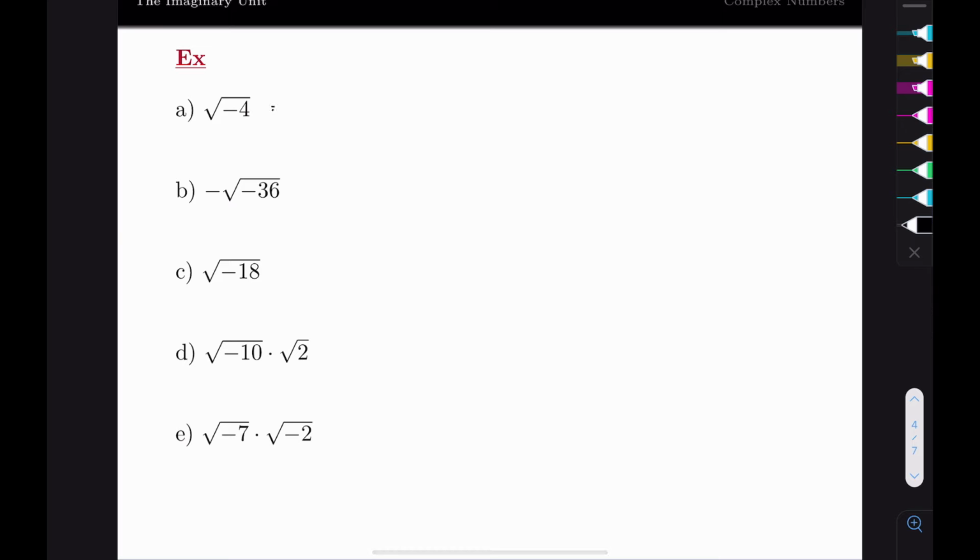For this first one, we're going to take it the long way, and then afterwards we'll go through a shortcut. So the square root of negative 4, I know that's definitely not real. We've been saying we can't take square roots of negative numbers. But I can write that as negative 1 times 4. Then using our properties of radicals, we can take the square root of each of these. The square root of negative 1 is exactly what we're defining to be the imaginary unit i, and the square root of 4, we can actually work with. It's 2.